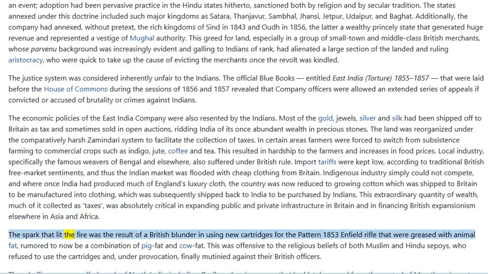The spark that lit the fire was the result of a British blunder in using new cartridges for the pattern 1853 Enfield rifle that were greased with animal fat, rumored to be a combination of pig fat and cow fat. This was offensive to the religious beliefs of both Muslim and Hindu sepoys, who refused to use the cartridges, and under provocation, finally mutinied against their British officers.